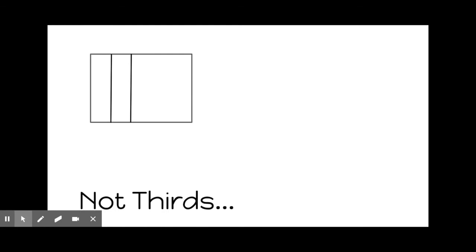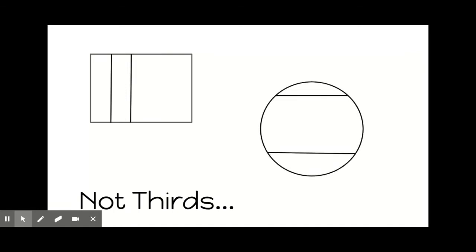This rectangle has been divided into three parts, but they are not equal parts, and so this is not an example of thirds. This circle has also been divided into three parts, but since they are not equal, it is also not an example of thirds.